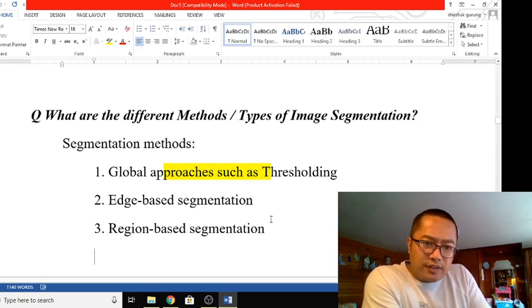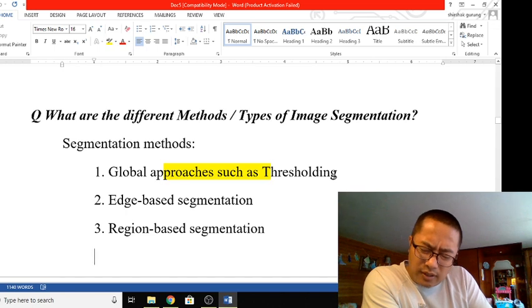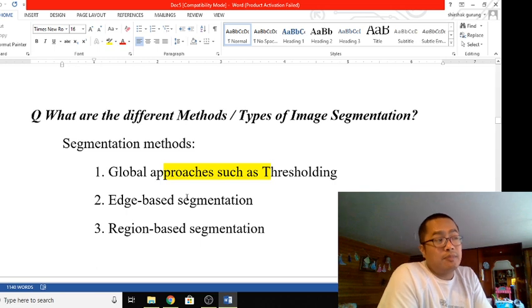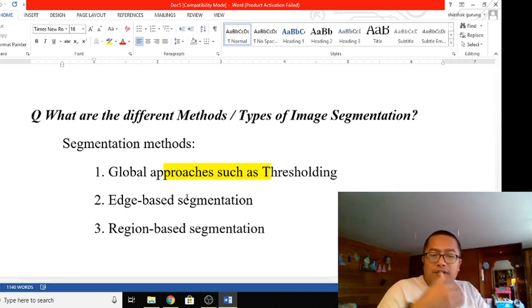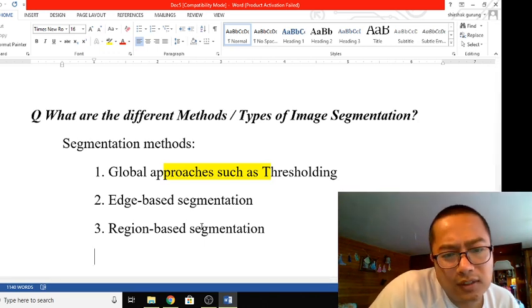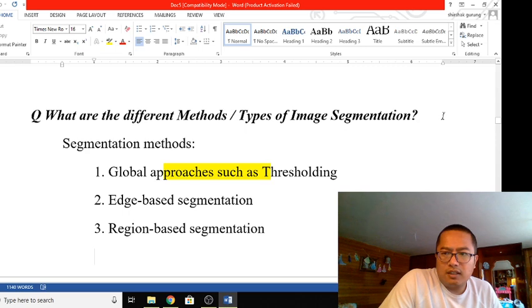The first is called the global approaches, such as thresholding, so we can do image segmentation using thresholding, pixel by pixel. You can do image segmentation by detecting edges, so this is called edge based segmentation. Then there are other methods called region based segmentation. So these are the three approaches that we have to segment images, but for us, we'll be talking about the first two, not that the third one is more difficult or easy than the second, but it's going to carry on and it's going to be a very long syllabus, so we're going to just stick to the first and second.